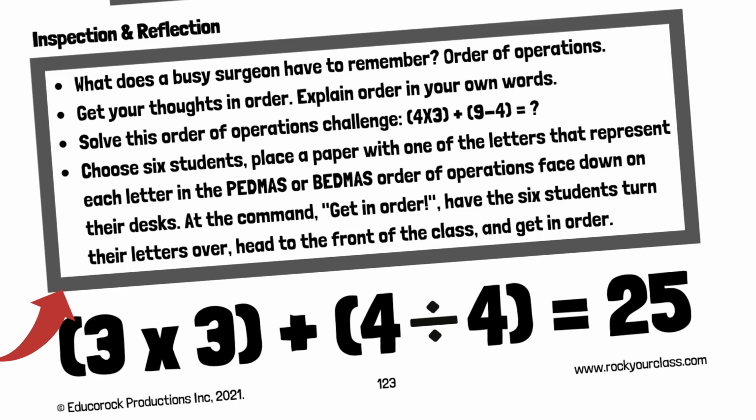Choose 6 students. Place a paper with one of the letters that represent each letter in the PEDMAS or BEDMAS order of operations face down on their desks. At the command, "Get in order!" have the 6 students turn their letters over, head to the front of the class, and get in order.